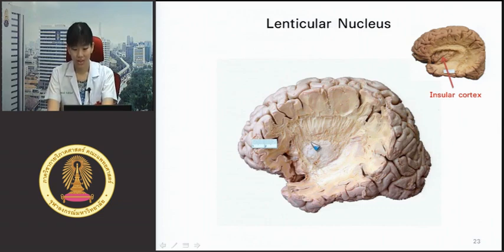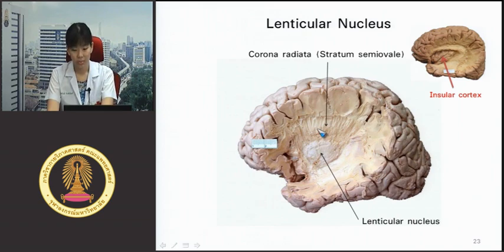A lateral dissection of the cerebrum deep to the insular cortex to identify lenticular nucleus just inferior to the corona radiata or stratum semiovale of the cerebral cortex.